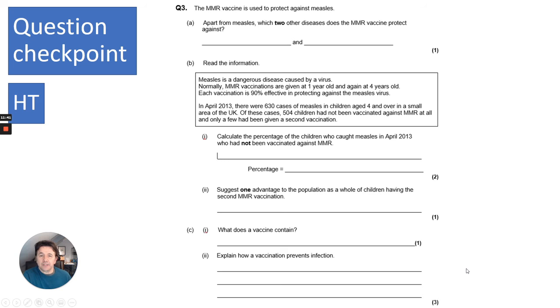Okay, this could be foundation or higher tier. So again, I'd like you to read it. I'd like you to pause, read, and then answer. So in 3, 2, 1.